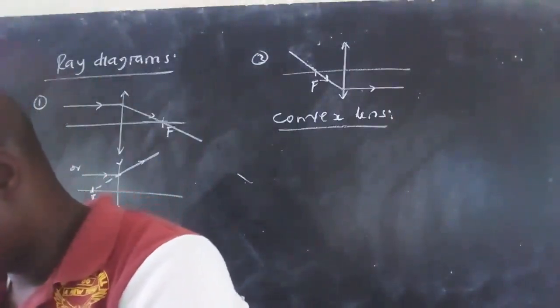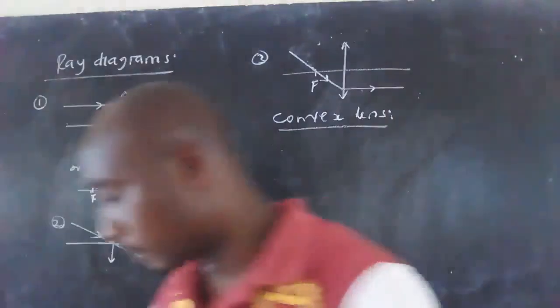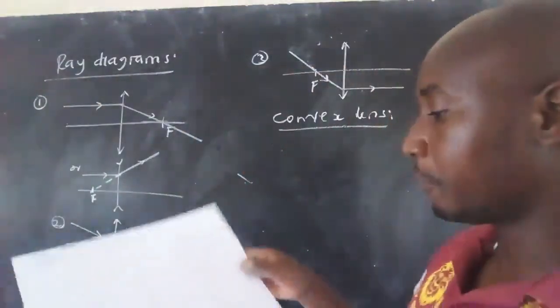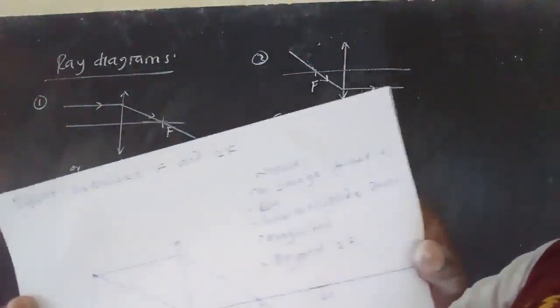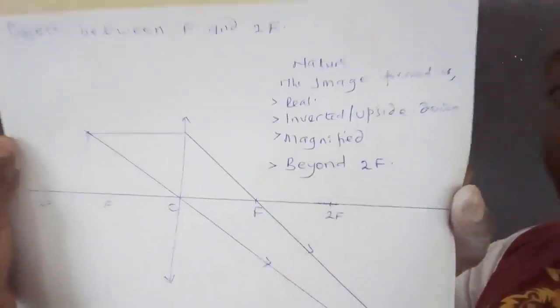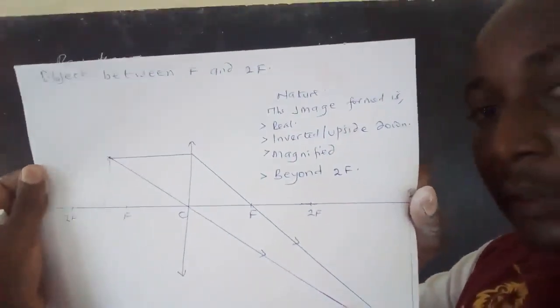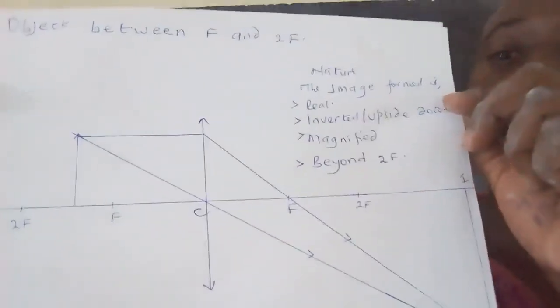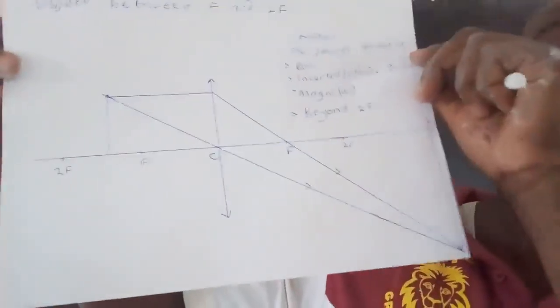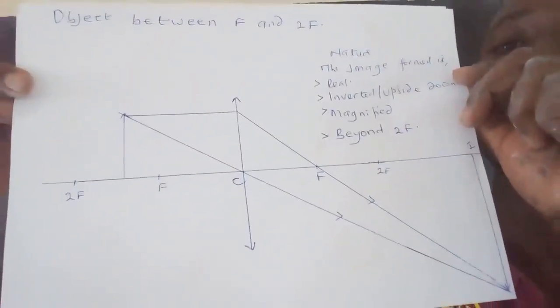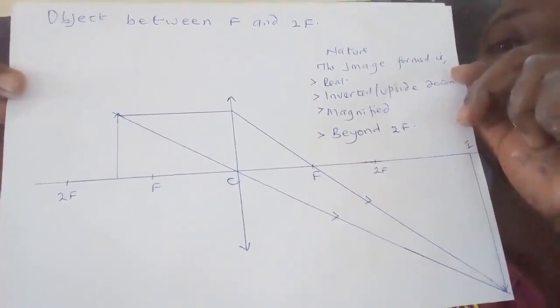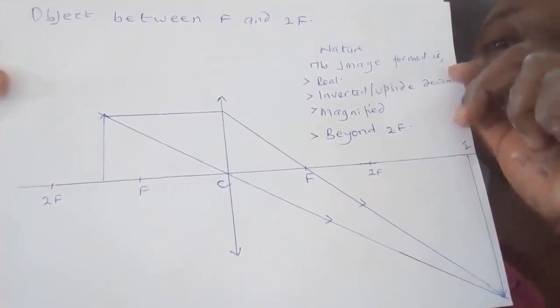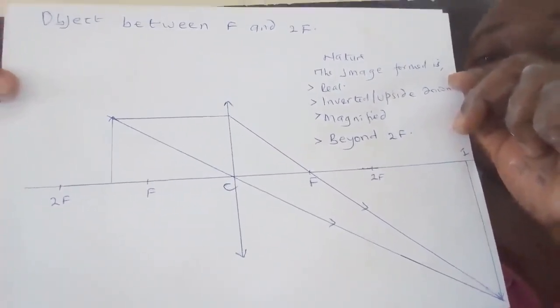Next, the object between F and 2F. The object is placed between F and 2F. Okay? You can see the image is magnified, it is real, it is inverted, formed beyond 2F. Yes.